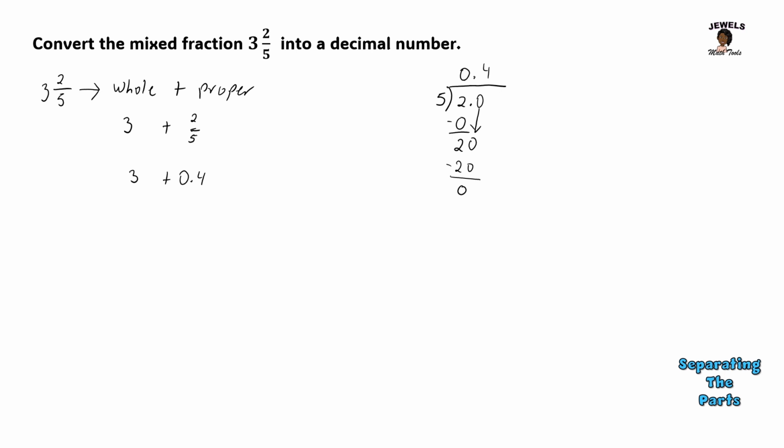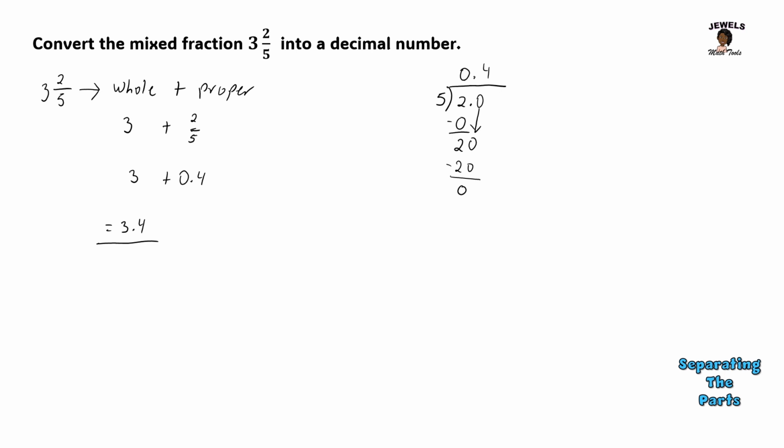And when we add these together, this will equal 3 and 4 tenths. Okay, so there you have it. We just converted our mixed fraction 3 and 2/5 into a decimal number of 3 and 4 tenths.